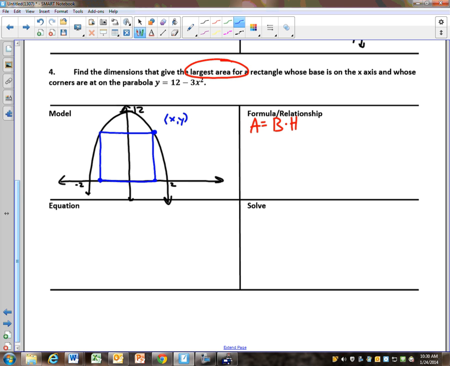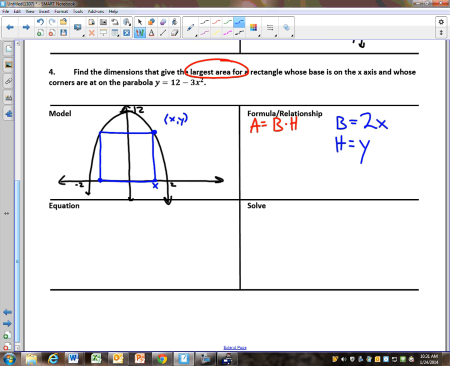This whole point here, x, y, really drives the problem, as far as setting up. This is kind of the trick that people have to see. Can you tell me, if this is the coordinate x, y, what is this length right here? X. So the base is going to be what length? 2x, because you're going to go x in each direction. The height is going to be y.